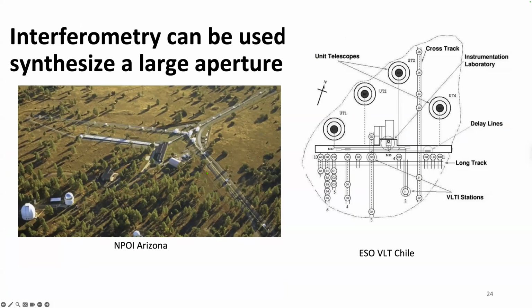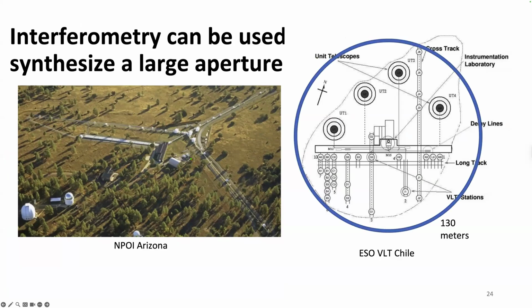The U.S. has built versions of this. There's one in Arizona as a demonstrator. And again, if you accumulate the signals you get from all these telescopes, in this case, 4 big ones and a bunch of little ones, you can simulate a telescope the size of this circle.